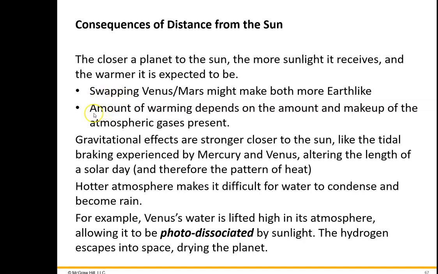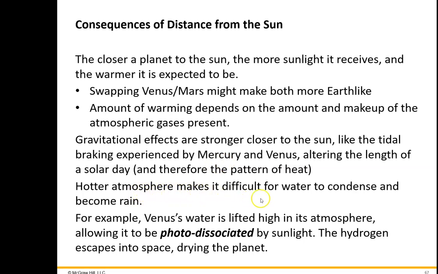All right. Anyhow, the amount of warming depends on the amount and makeup of the atmosphere. Of course, with Venus and Mars, there's a lot of carbon dioxide. With Venus, the carbon dioxide traps the heat. Gravitational effects are stronger closer to the sun, like tidal braking experienced by Mercury and Venus that alters the length of their solar day. It takes those two a long time to rotate once on their axes.